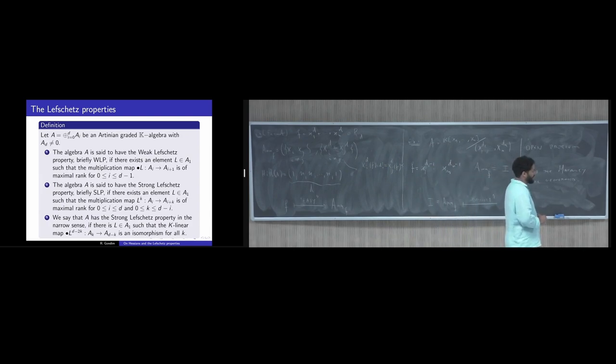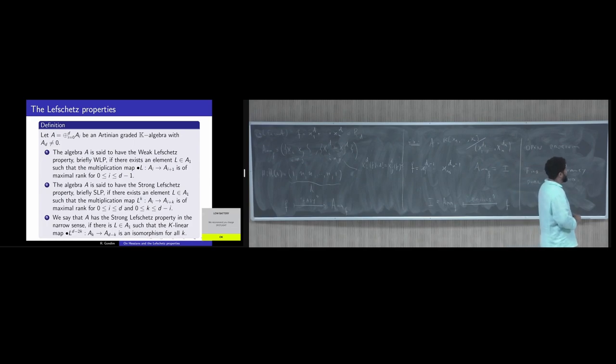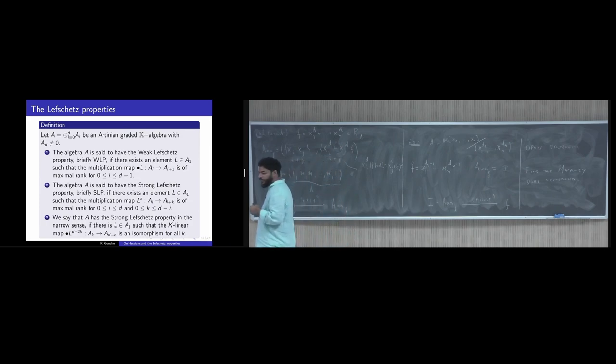We say that the algebra A has the SLP, strong Lefschetz property, if there is a linear element L such that all the multiplication maps by powers of L from A_i to A_(i+k) have maximum rank. And we say that A has the strong Lefschetz property in the narrow sense if there is a linear element such that the multiplication map in complementary degrees is in fact an isomorphism. This version is the analogue of the hard Lefschetz theorem for cohomology of complex projective varieties.